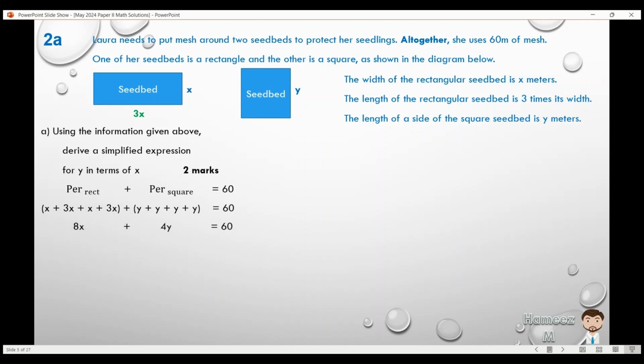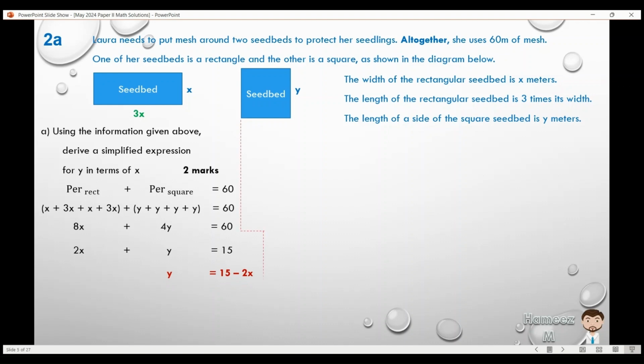And we can simplify it by dividing throughout by 4. So 4 into 8x is 2x, plus 4 into 60 is 15, so 2x plus y is equal to 15. And let's go back to what part A is asking us. Using the information given above, derive a simplified expression for y in terms of x. So we would like y equal to something. So we have 2x on the left-hand side. We can minus 2x on both sides. So it'll give us y is equal to 15 minus 2x. And that's part A.